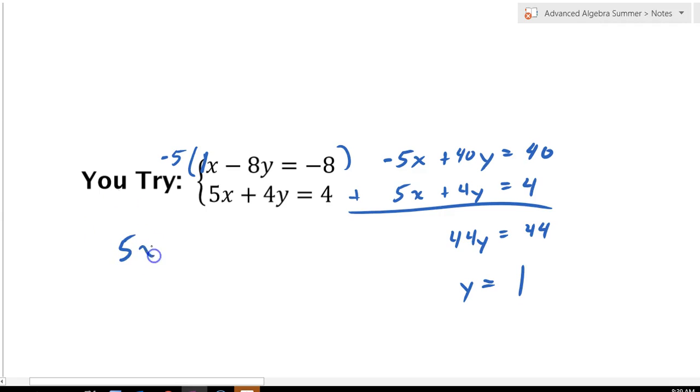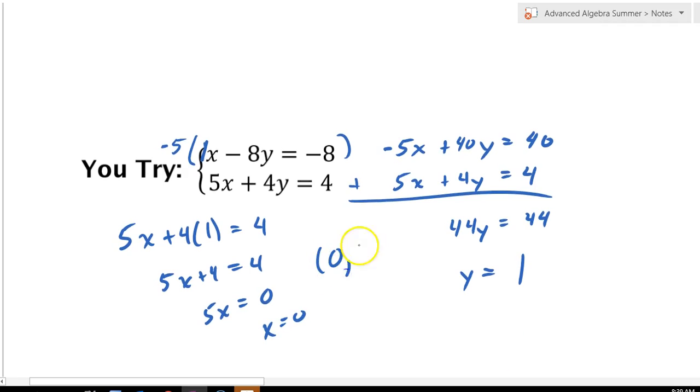Go ahead and use the second equation to solve for my x. I'm plugging my 1 in for y. I get 5x plus 4 is equal to 4. Subtract, I get 5x is equal to 0. Divide by 5, and I'll get x is equal to 0. So my solution, 0, comma, 1.